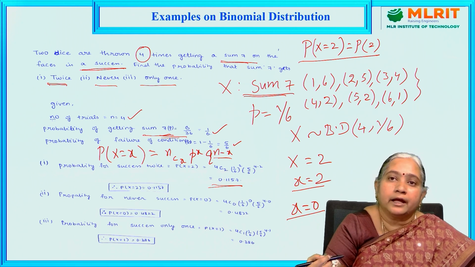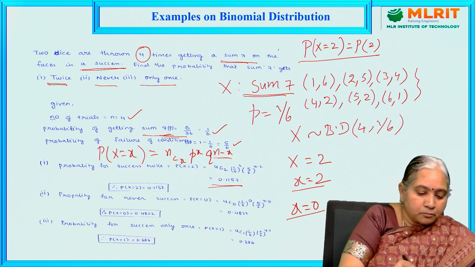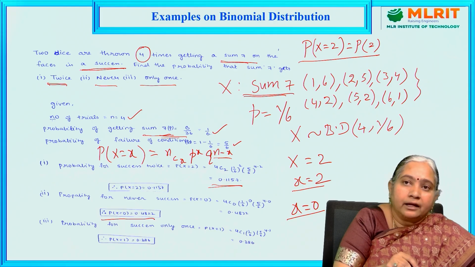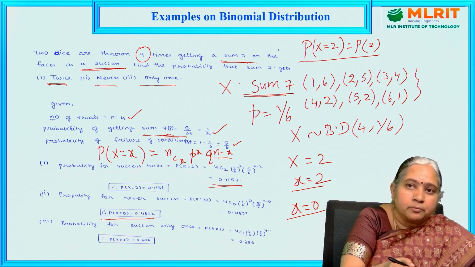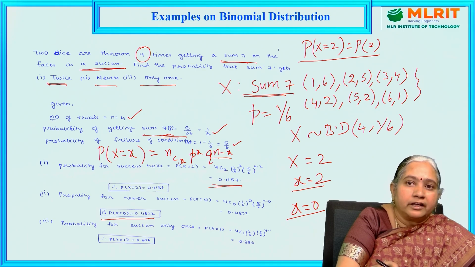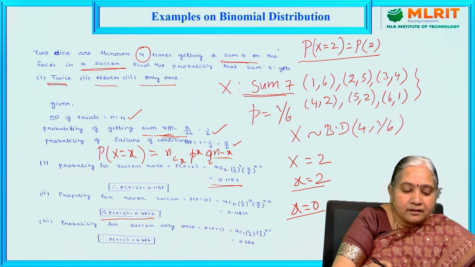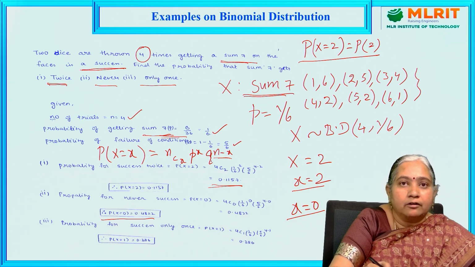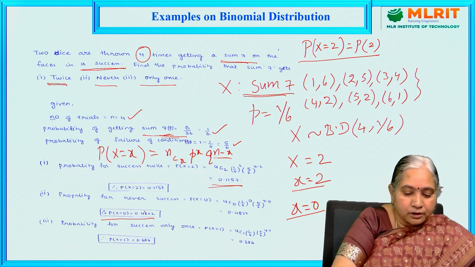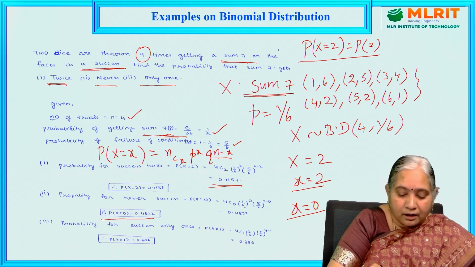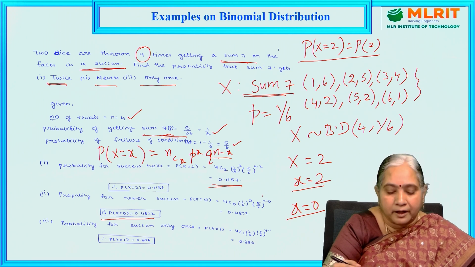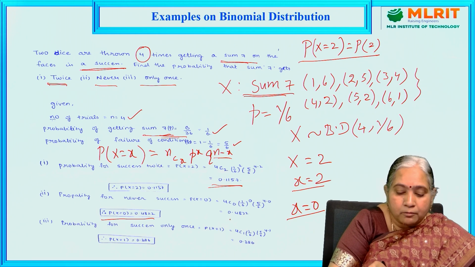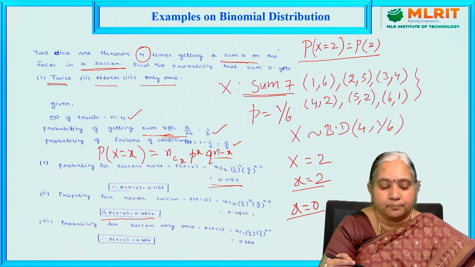What is the probability of no success? So p of X equal to 0. Again, the same formula: the probability mass function of a binomial distribution is nCx p power x q power n minus x. X is equal to 0, n equal to 4, p equal to 1 by 6 and q equal to 5 by 6. Substitute all the values: 4C0, 1 by 6 to the power 0, 5 by 6 to the power 4 minus 0. After simplification, we get the probability as 0.48.